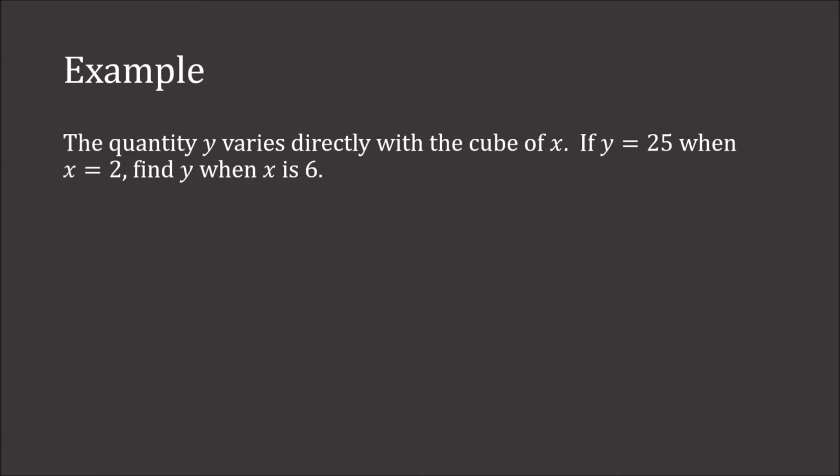The quantity y varies directly with the cube of x. If y is 25 when x is 2, find y when x is 6. So, the first thing we need to do is set up the model. It'll be y equals k x cubed, and we need the k. Well, we're told that y is 25 when x is 2. So this means that 25 is k times 2 cubed, or 8 times k. This means that k is 25 over 8.